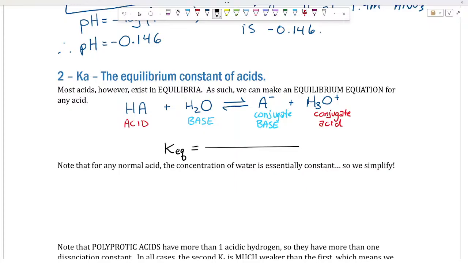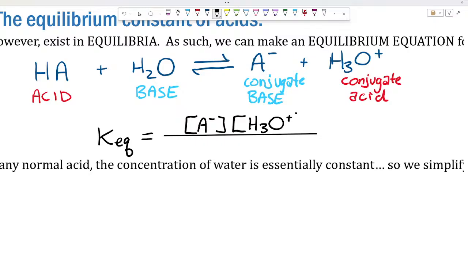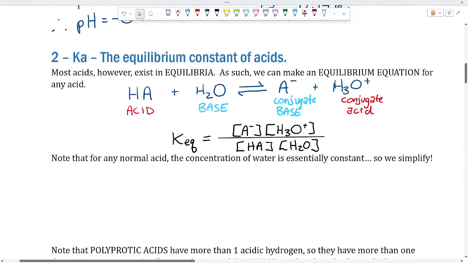Now, if we were to write a KEQ statement for this, what would we get? Let's do this first, then I'll ask you a question. If we were going to write a KEQ statement for this, what would we get? Concentration of A minus. Yeah. Very good.